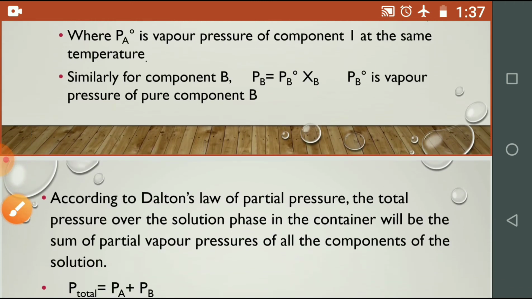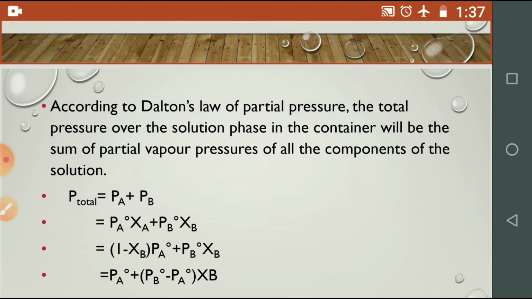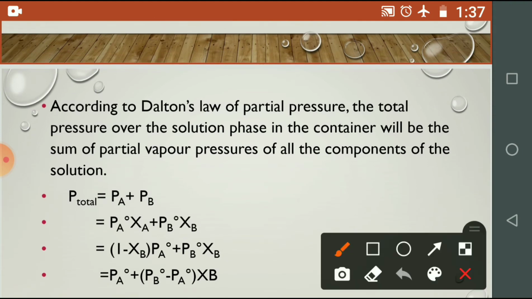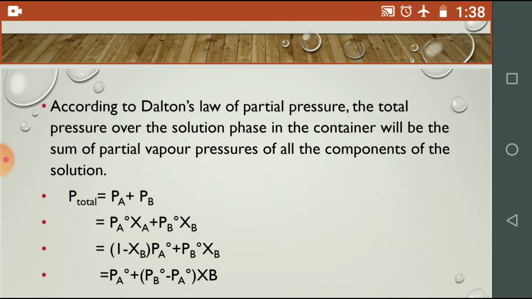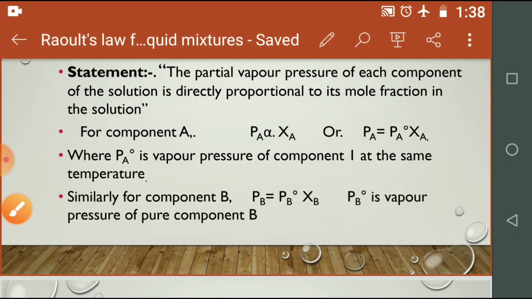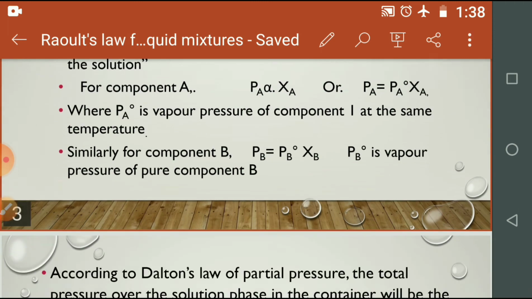So according to Dalton's law of partial pressures, which we learned last year, the total pressure over the solution phase in the container will be the sum of the partial vapor pressures of all the components of the solution. So P total should be equal to the partial pressures of all the components, here the two components A and B. So PA plus PB. According to Raoult's law, PA is equal to P naught A into XA, and PB is equal to P naught B into XB.